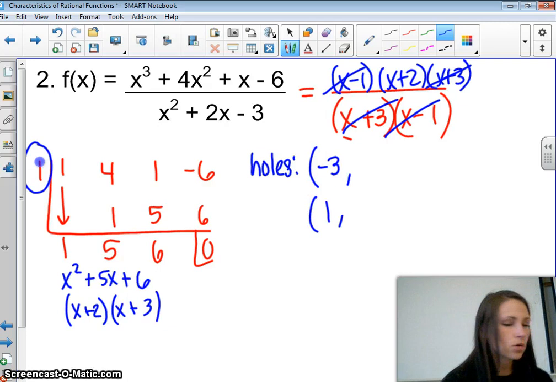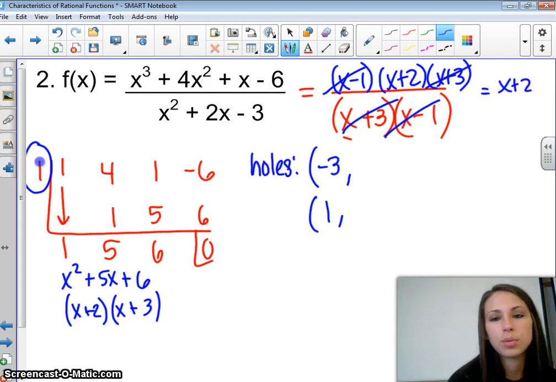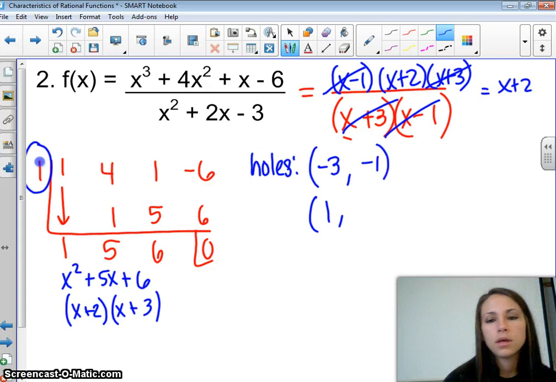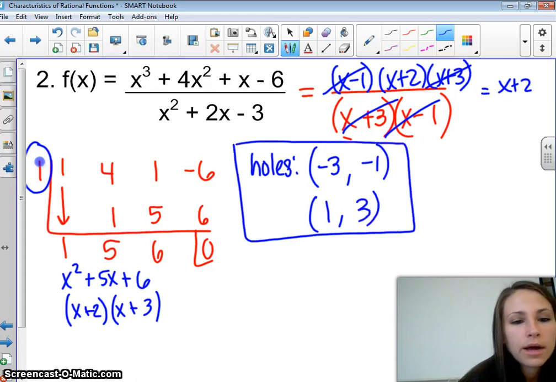And so I'm going to find their y coordinates by plugging negative 3 and 1 back into what's left over. So what's left over is just x plus 2. So negative 3 plus 2 would be a negative 1. And then 1 plus 2 would be a positive 3. So the two holes in the graph are there.